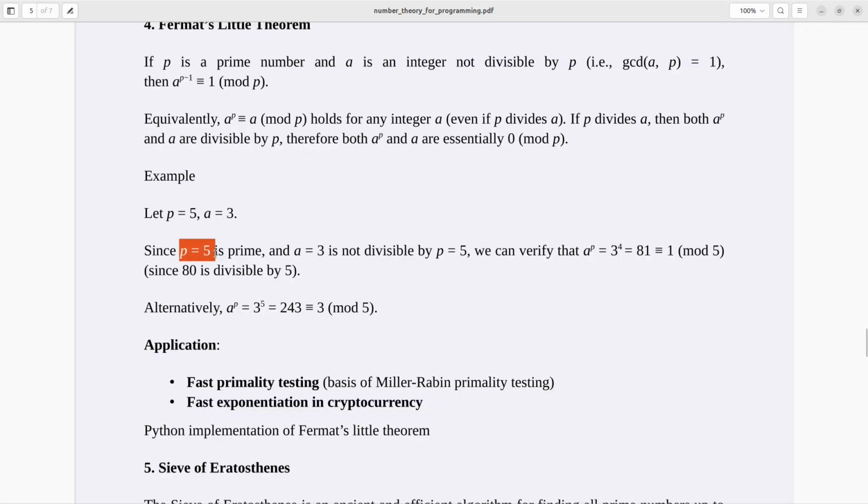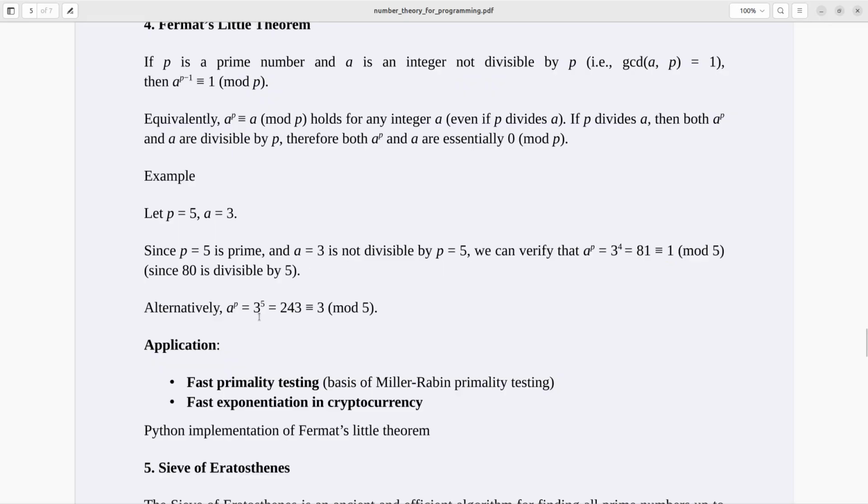Since P equals 5 here is really a prime number, and A equals 3 is not divisible by P equals 5, I can say that this very first one would hold, and I can verify it as 3 to the power of 4 equals 81, which is congruent to 1 when the modulus is 5, okay? Since 80 is divisible by 5, and 81 is not divisible by 5, it will have a remainder of 1 when 81 is divided by 5, okay?